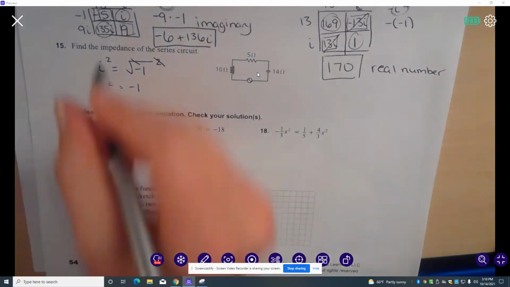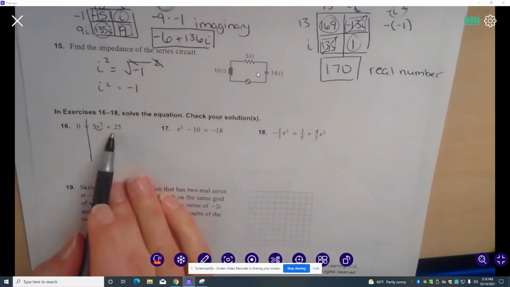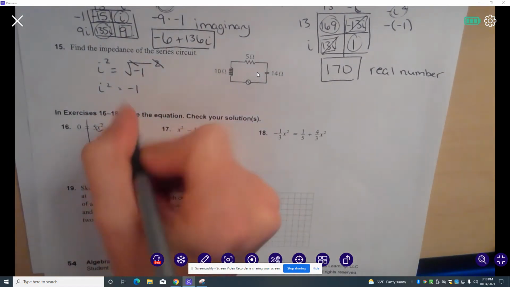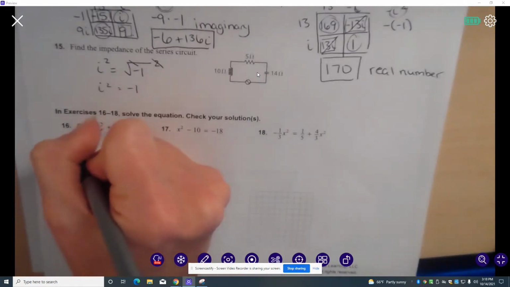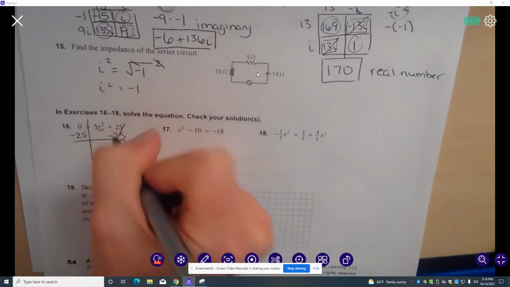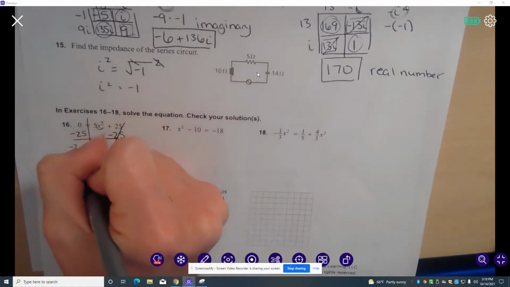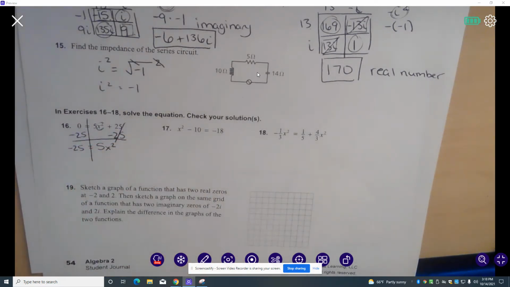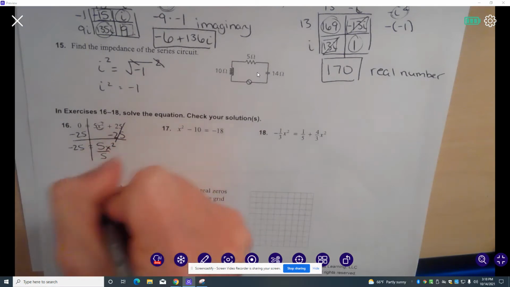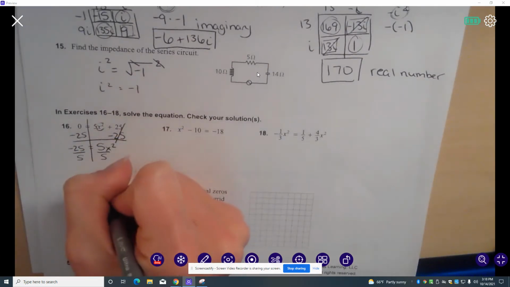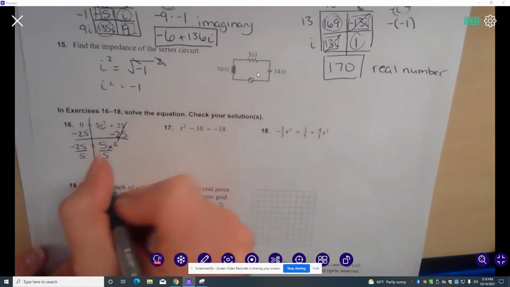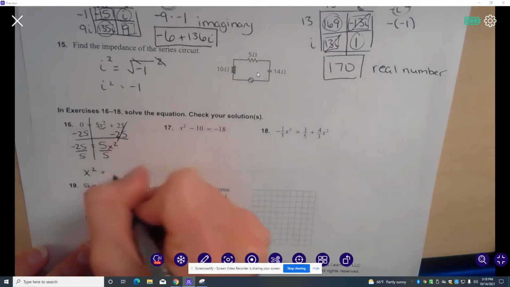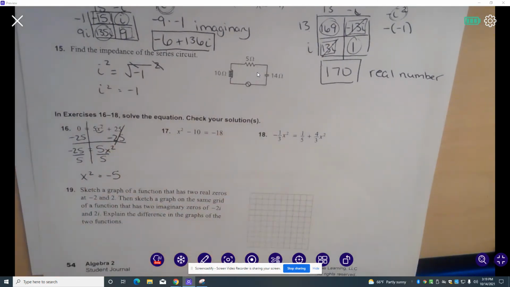of the equal sign. Okay, so the first thing I need to do is get rid of this 25. I'm going to subtract 25 on both sides. 0 minus 25 is negative 25. I need to now get rid of the 5 by dividing both sides by 5. And I get that, and I'm going to rewrite this, that x squared is equal to negative 5. So at this point, now I'm ready to take the square root of both sides.